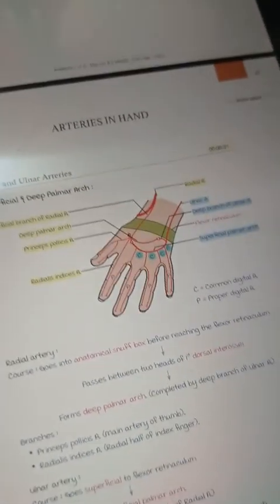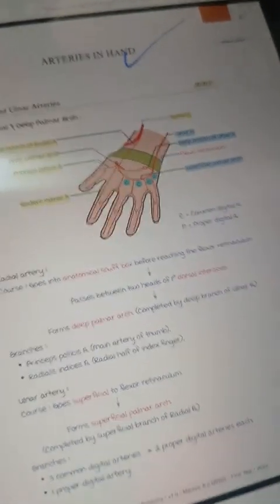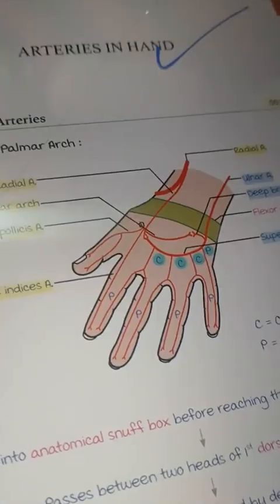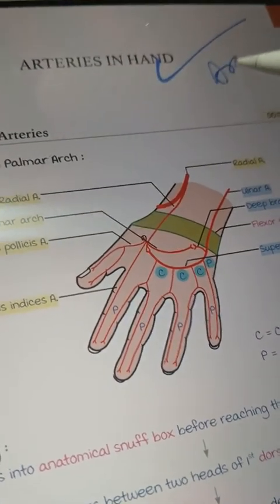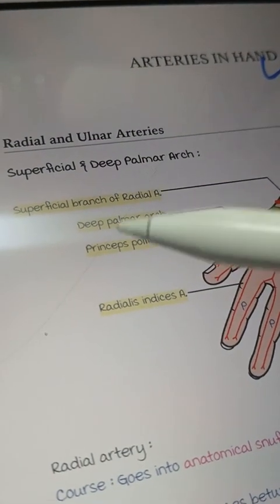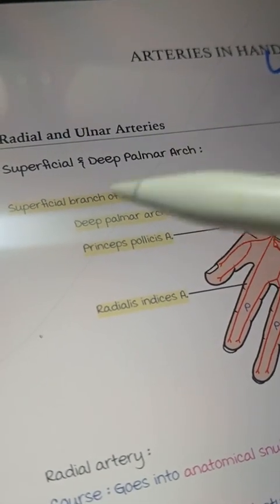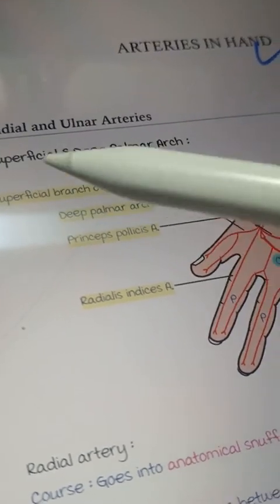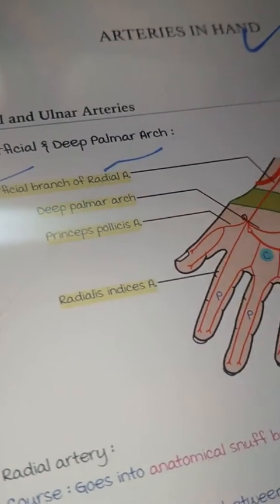Now our next topic is arteries of the hand. In arteries of the hand, what we have are basically the arches. It is very important. The radial and ulnar arteries will form basically two arches. One is the palmar arches, divided into a superficial and deep palmar arch.